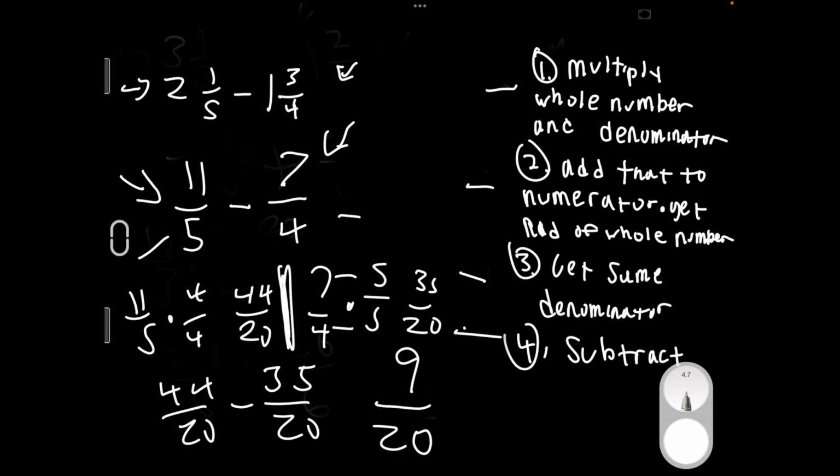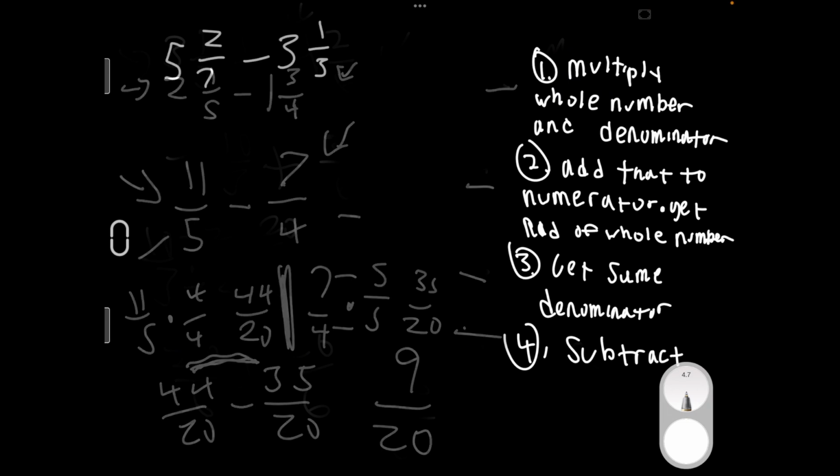We just subtract the numerators, by the way. Same with adding. We only subtract these two, and we only add these two. So when we're adding, we only add the numerators, and when we're subtracting, we only subtract them. We never do anything with the denominators. Never add them or subtract them. Big no-no. So our final answer is 9 over 20.